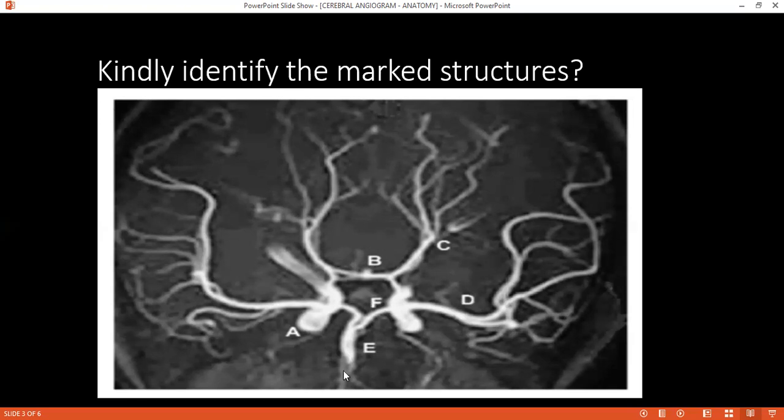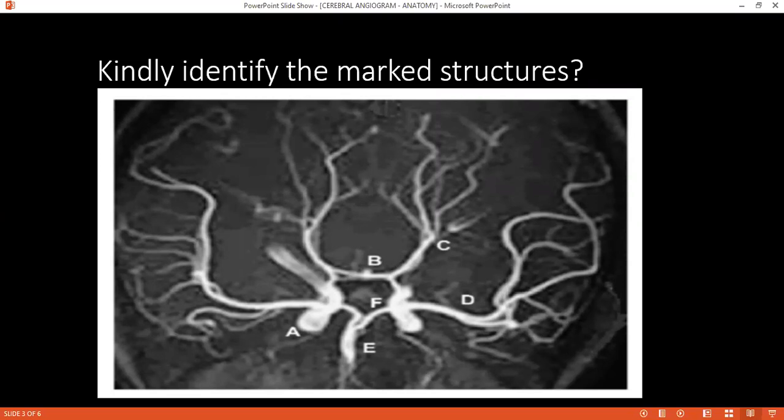Yes. E, please. E is the basilar artery. No. F, please. Yes, E is the basilar artery. Sorry. Yes. F, please. F is the posterior communicating artery. Yes. Good. Can you please tell me how the circle of Willis is formed?